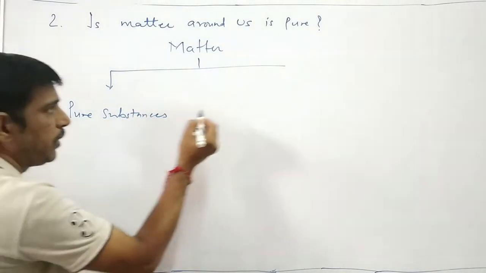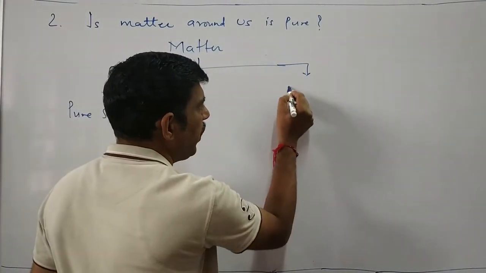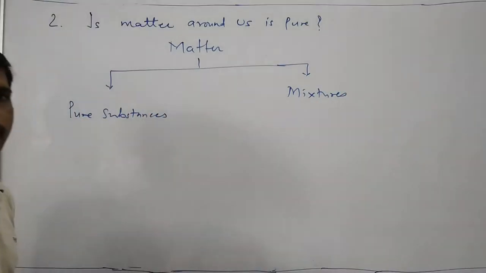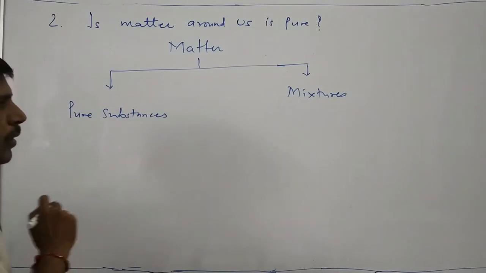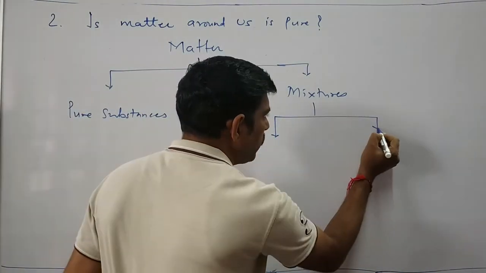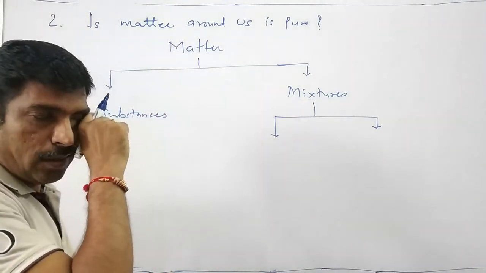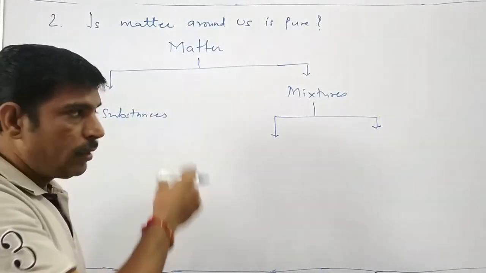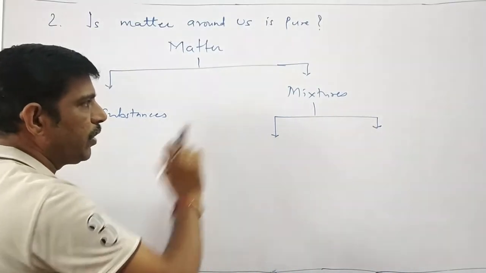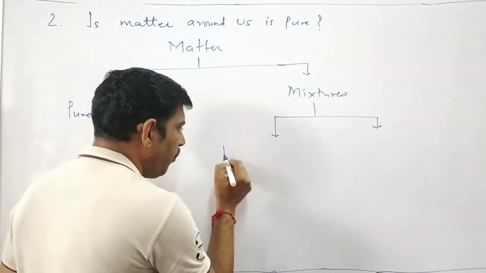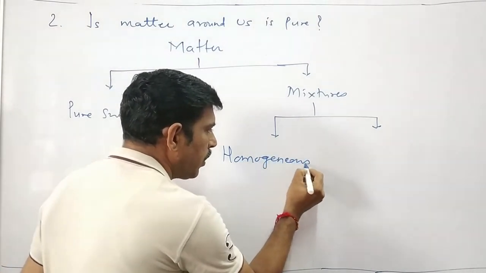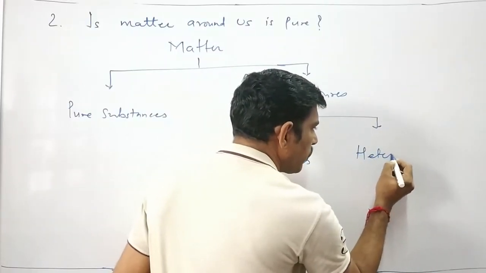Okay, matter may be of different mixtures. So this is the classification of matter. Then here, the mixtures. We know that mixtures are formed when two or more than two pure substances get mixed together. Again, the mixtures are of two types, that is homogeneous and heterogeneous.